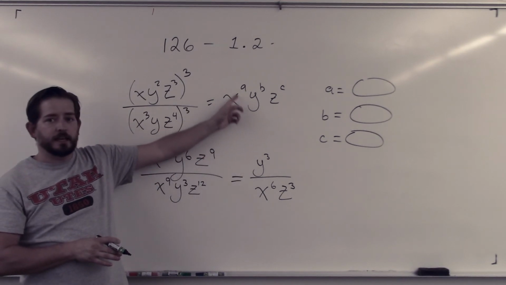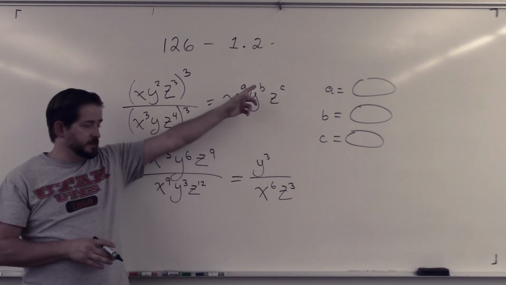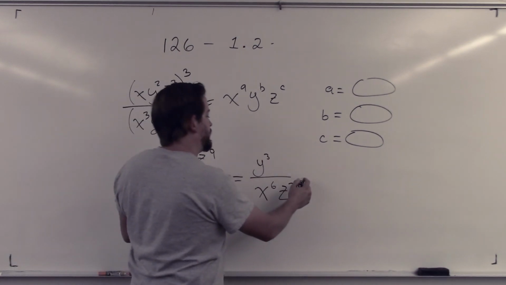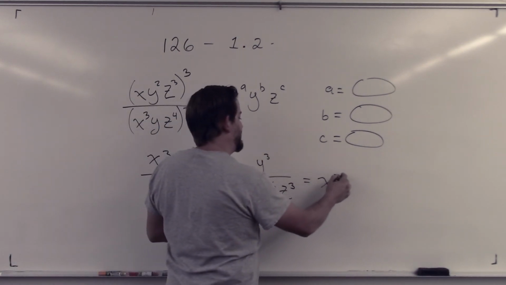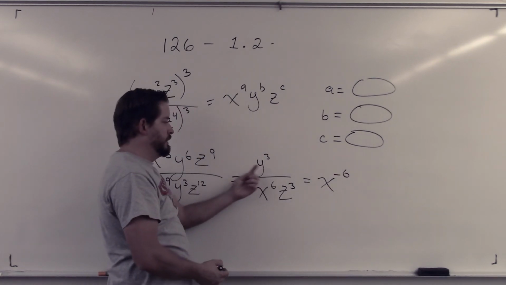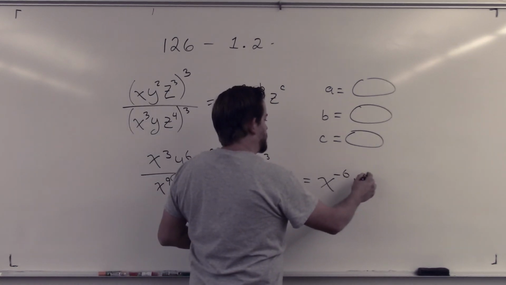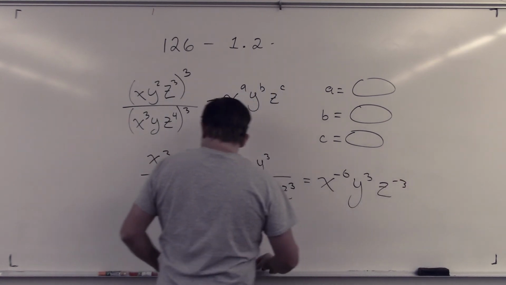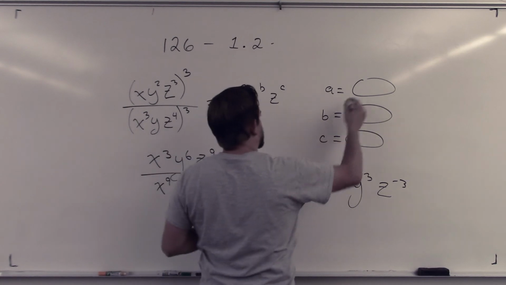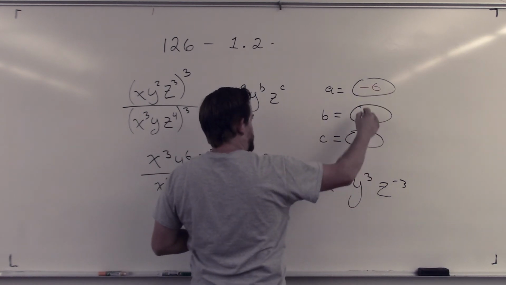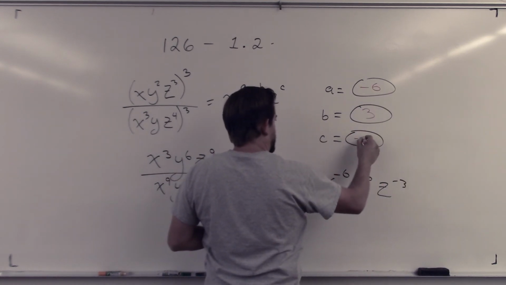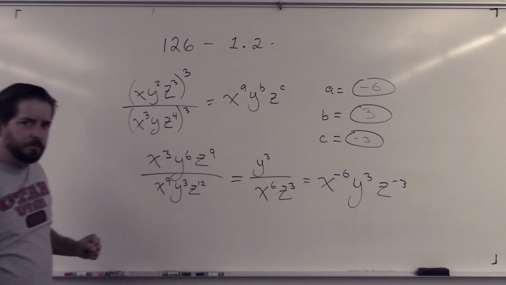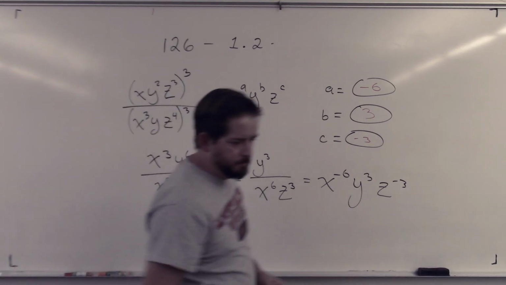They wanted x to the a, y to the b, z to the c. They want it all in one line. So this x to the 6 and the z to the 3rd, I want up there. So that is x to the negative 6 when that pops up. Y is already there, so it's y to the 3rd, and then z pops up as z to the negative 3rd. And those are your answers. A is negative 6, B is 3, and C is negative 3. Good.